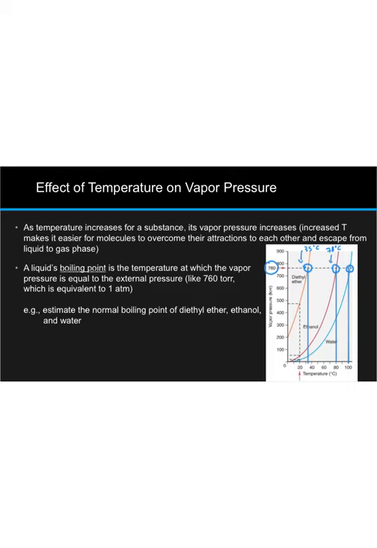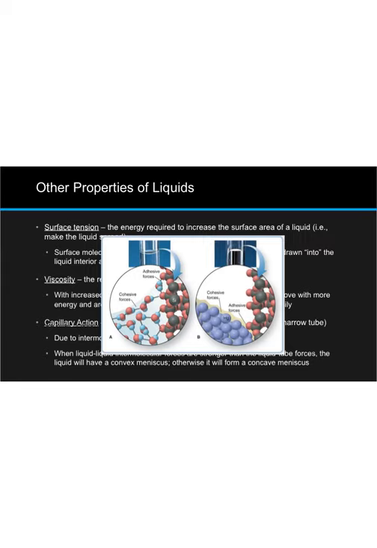Water, meanwhile, has a graph of vapor pressure that crosses the 760 torr threshold at approximately 100 degrees Celsius. So we expect the normal boiling point of diethyl ether to be about 35 degrees C, for ethanol about 78 degrees C, and for water about 100 degrees C. So that is effectively the bulk of this chapter.